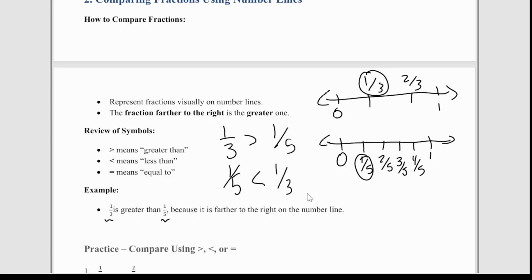Another way to think about it is if I have a whole and I break it into 3 equal pieces, so if I have a whole pizza and divide evenly between 3 people, each of those people is going to get a greater slice than if I have a pizza and divide evenly between 5 people.